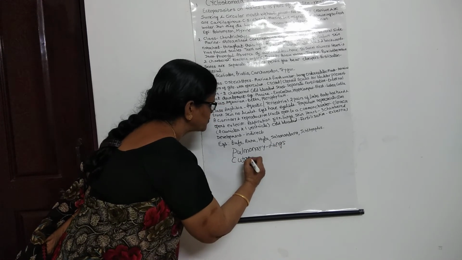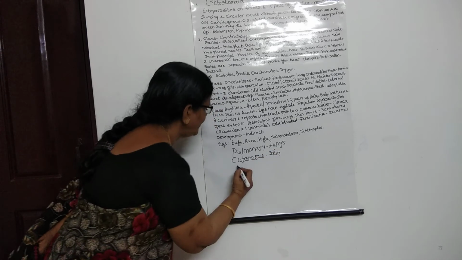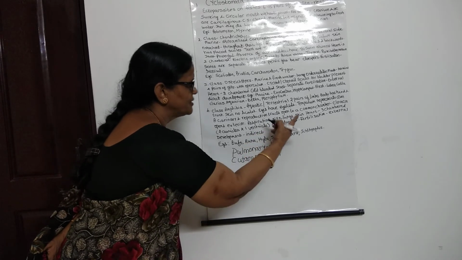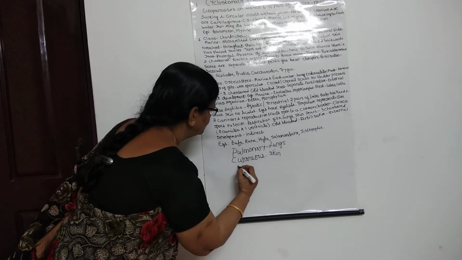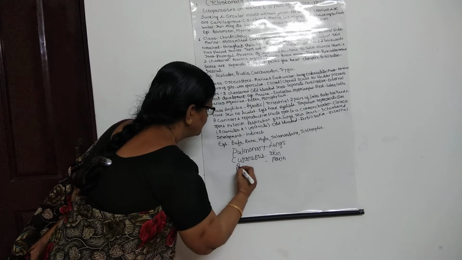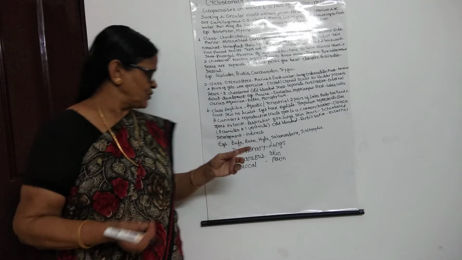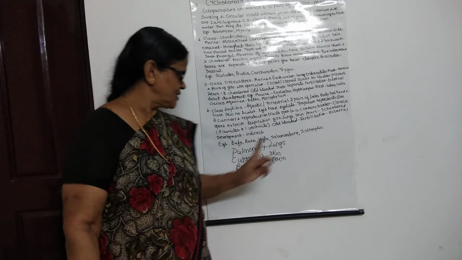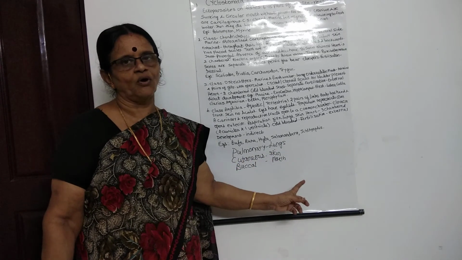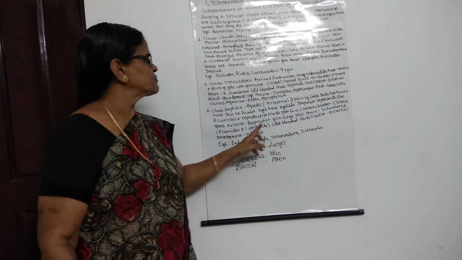Cutaneous means it is through the skin. Then we have the third type, that is the mouth, called buccal respiration. So these are the three types of respiration. Pulmonary, it is the lungs. If it is the skin, it's called cutaneous. If it is through the mouth, it is called buccal. So that is respiration.